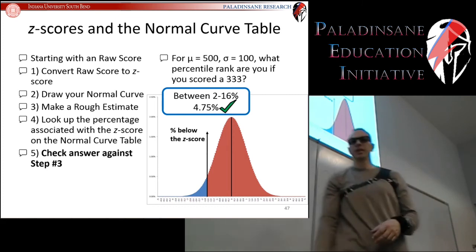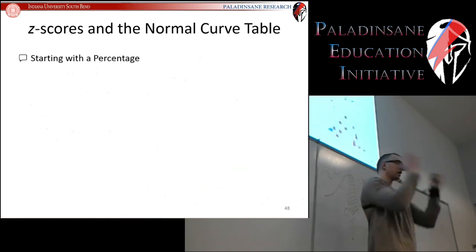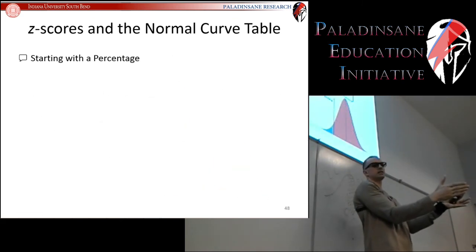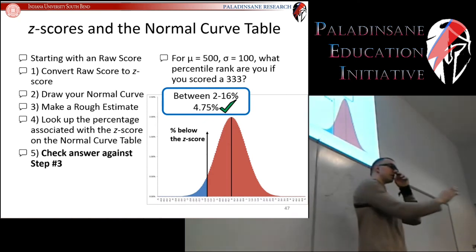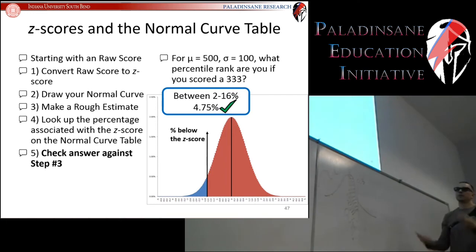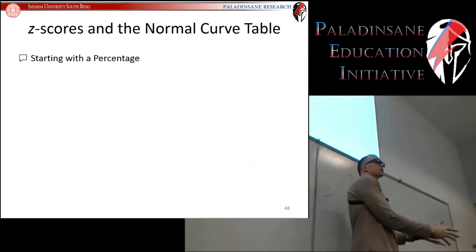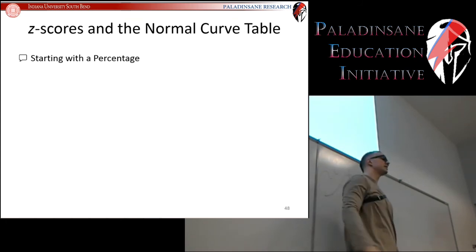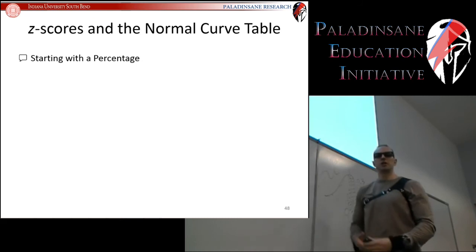Good? All right. Okay, so we saw how to start with a raw score. You got 333 on your SATs. What percentage are you in? What's your percentile rank? So that was starting with a raw score and getting to a percent. The other common thing that you can do is you start with a percentage and you go to a raw score. So sometimes you're given a percent to start with and you want to figure out what score do I need to get that particular percent.